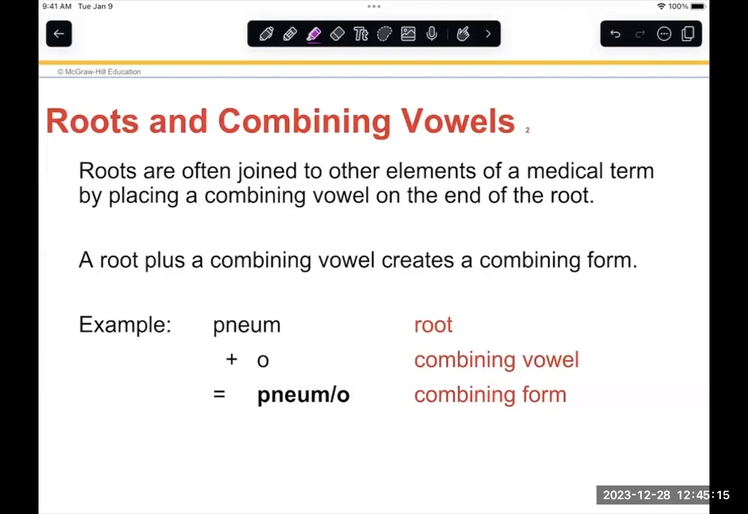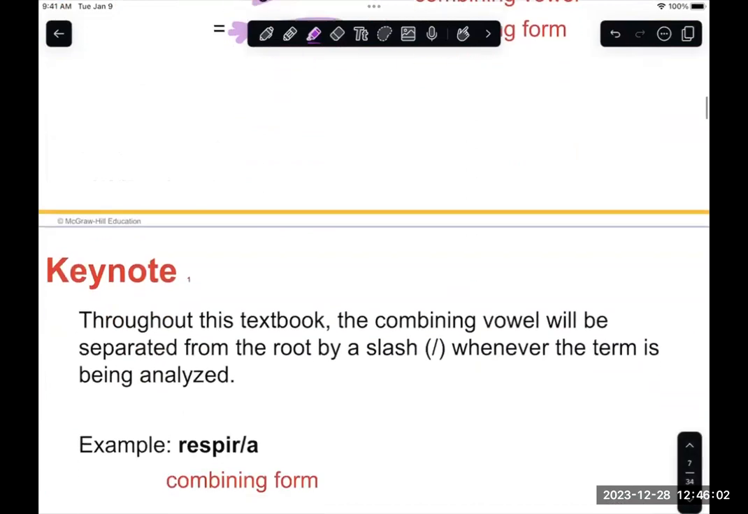Like pneum is our root, and then we add that O as that combining vowel for pneumo. Heme plus O, hemo. We can also add a suffix like pneumothorax. So we take this pneumo and add thorax to it, or hemothorax. It can also follow a prefix.